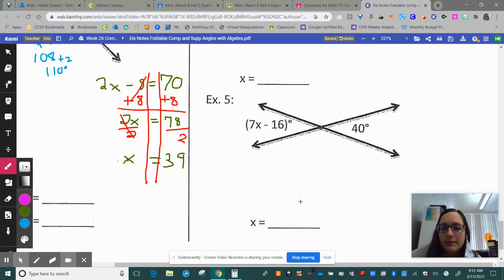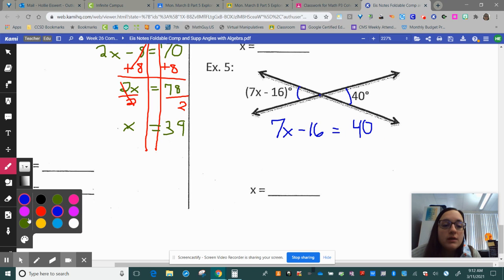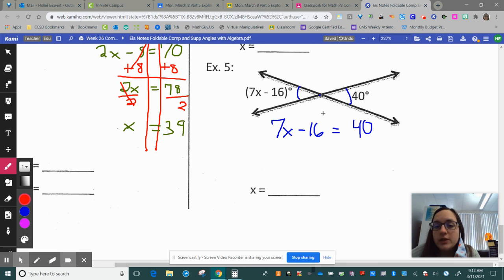For example 5. Oh, look, those are vertical angles, right? We see that this angle and this angle are on opposite sides of the vertex, which means they are equal. So we have 7x minus 16 is equal to 40. Since they are congruent, we can set them equal to each other. And then we can use train tracks to solve. This is all we need to know for this.